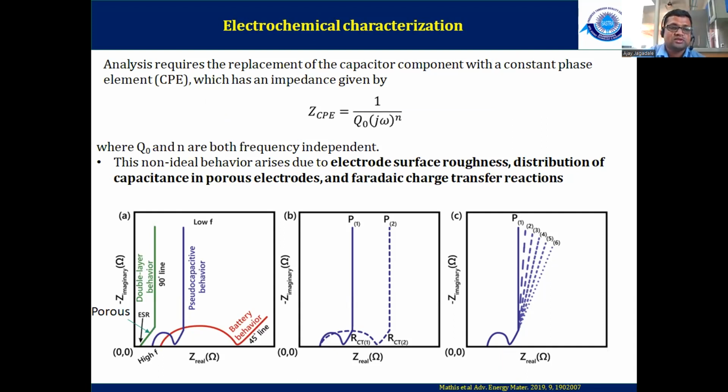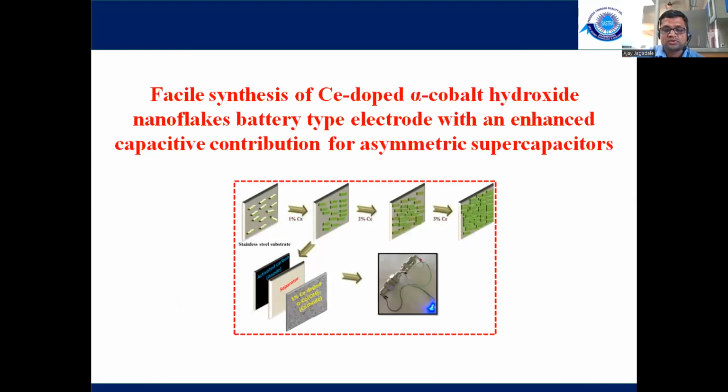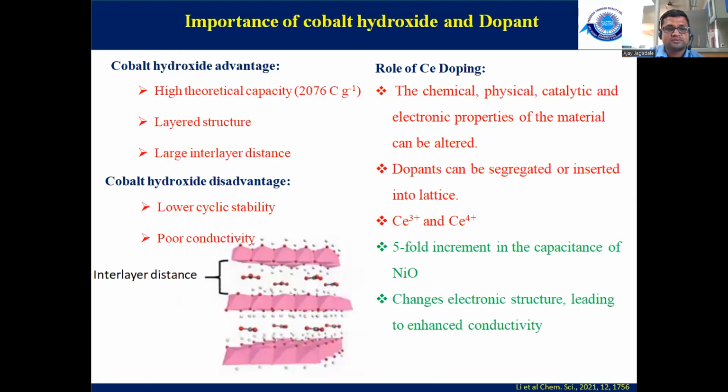If you see here the double layer behavior, in a double layer capacitor the Nyquist plots are like this, and in pseudo capacitives you could see the semicircle in the high frequency region and the straight line in the lower frequency region. So it is the capacitive behavior of the electrode. Okay, no problems. I will go on to present my work.